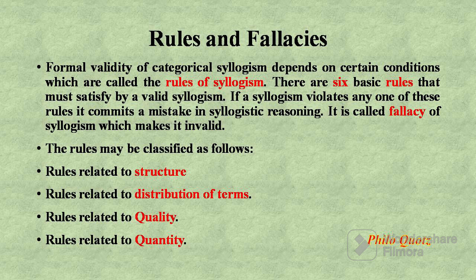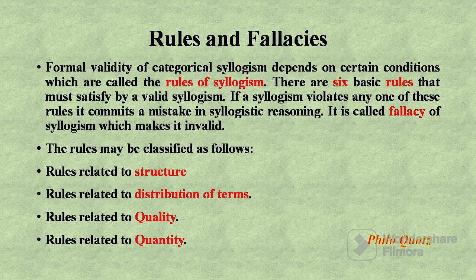Rules and fallacies. Formal validity of categorical syllogism depends on certain conditions which are called the rules of syllogism. There are 6 basic rules that must be satisfied by a valid syllogism. If a syllogism violates any one of these rules, it commits a mistake in syllogistic reasoning. It is called a fallacy of syllogism, which makes it invalid.